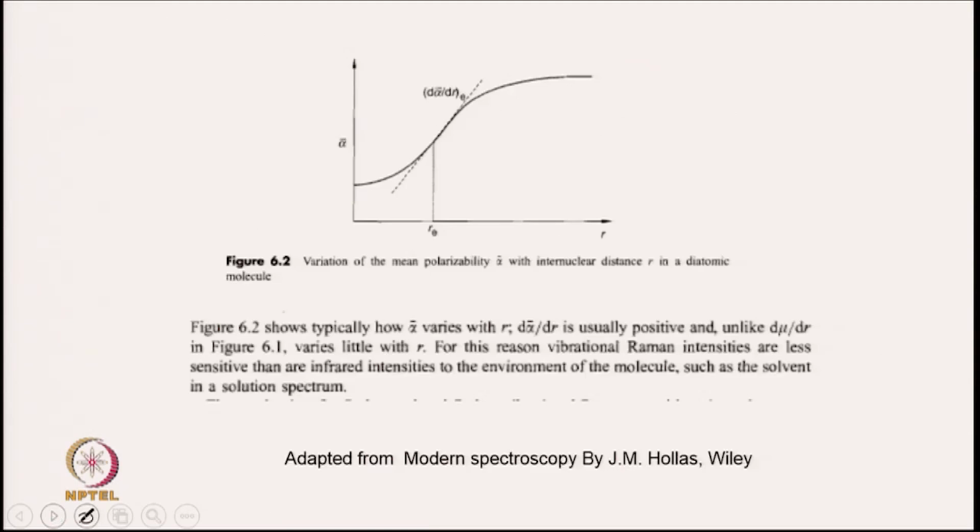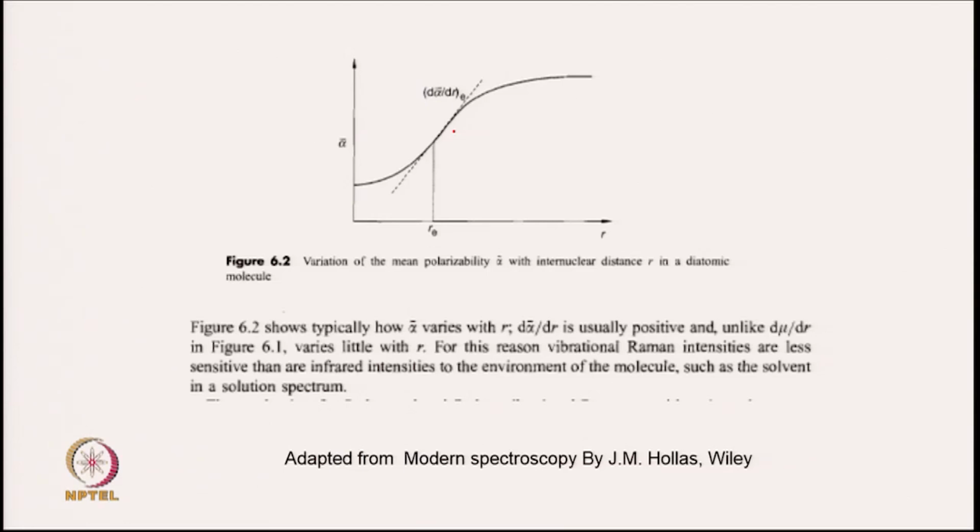So, this is how alpha changes with x, and so depending on the slope, you can say position and the slope at that position, you can calculate what will be the (d alpha/dx)², and that is basically proportional to your intensity. In contrast to vibrational spectroscopy, what we can see is that this d alpha/dr is mostly positive, and it does not vary that much with r.